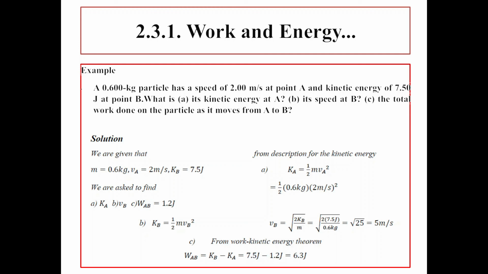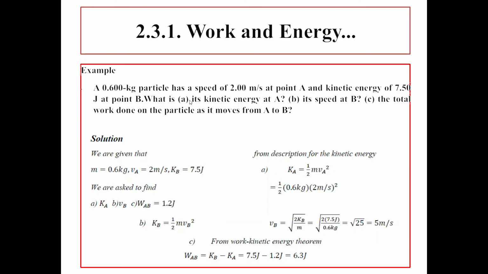Okay, last time we have seen about work and energy. Today we will start from this example. The example says that a 0.600 kilogram particle has a speed of 2 meters per second at point A and a kinetic energy of 7.50 joule at point B. The first question is, what is the kinetic energy at point A? The second question is the speed at point B, and the third one is the total work done on the particle as it moves from point A to point B.